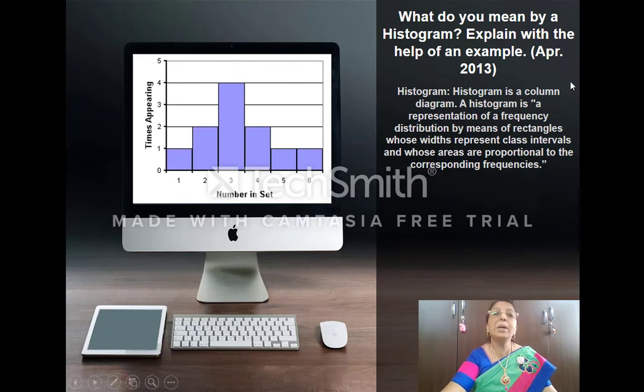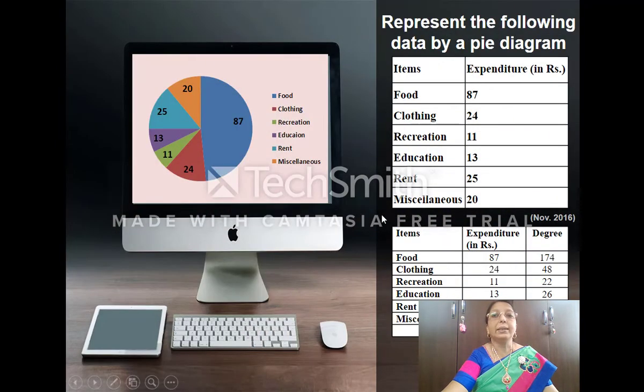So a histogram, I already told you, it's a column diagram, it's a bar diagram with no space in between. So when you want to draw a histogram, the bars should be drawn together. So when I put the midpoints of the top, I join it. I think you should be recollecting, it is a frequency polygon if it's with a straight line. If it's with a smooth line, it's a frequency curve. And then here we represent by a pie diagram.